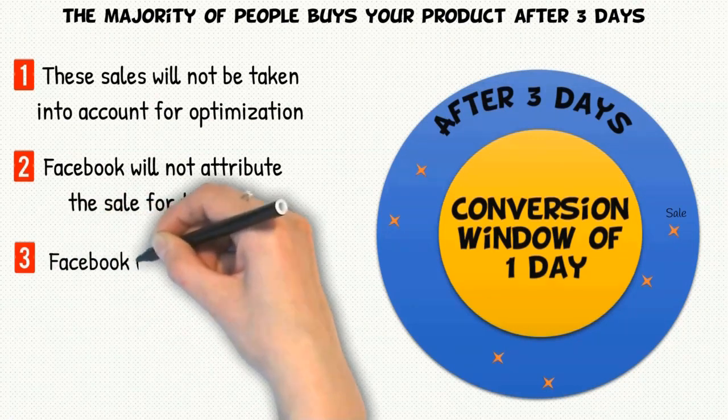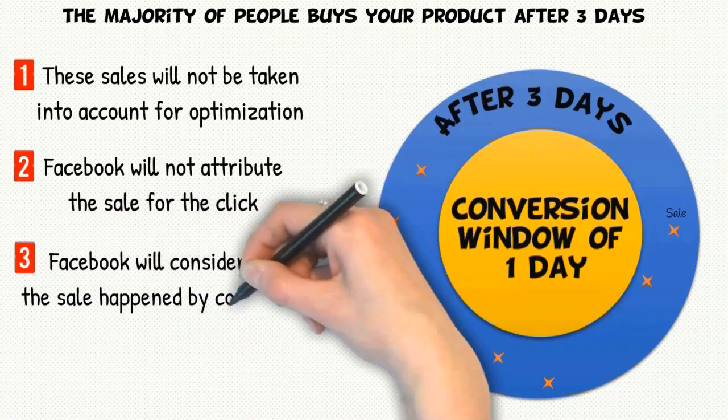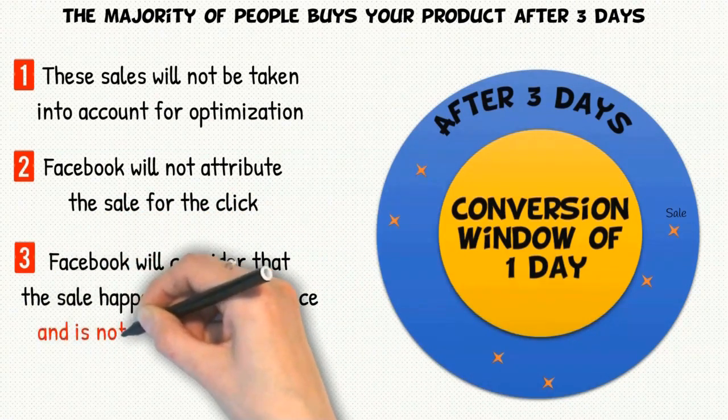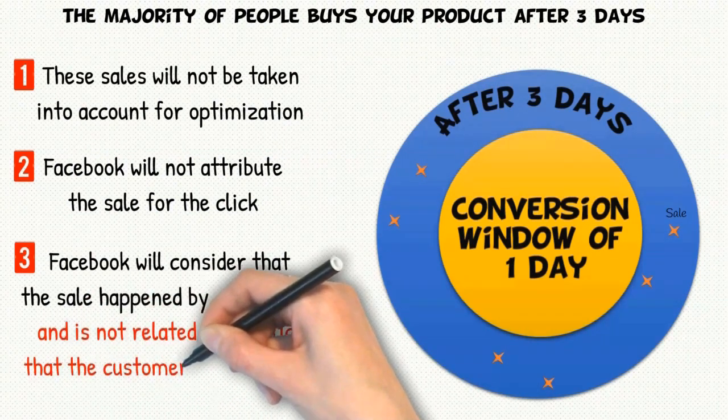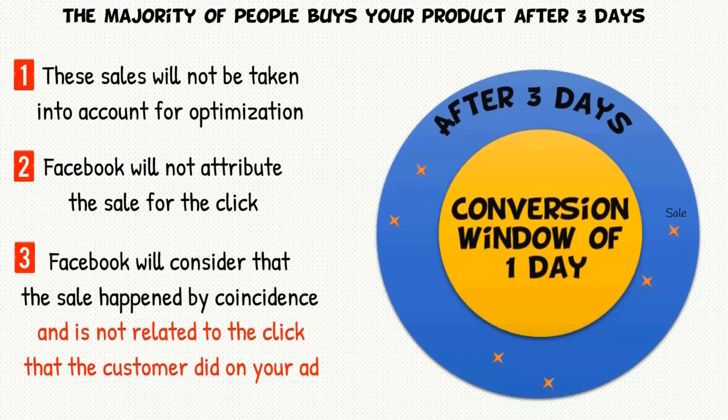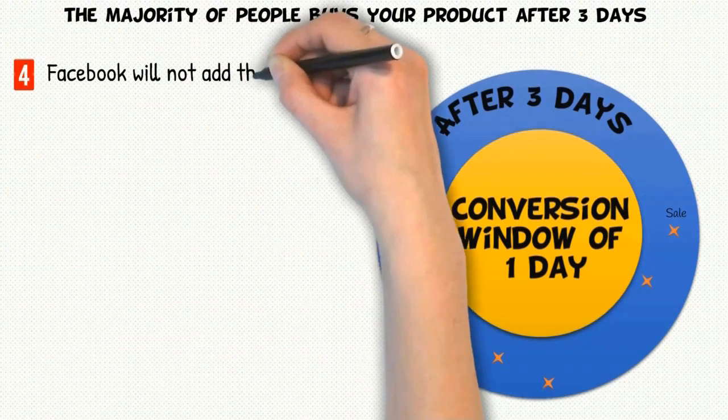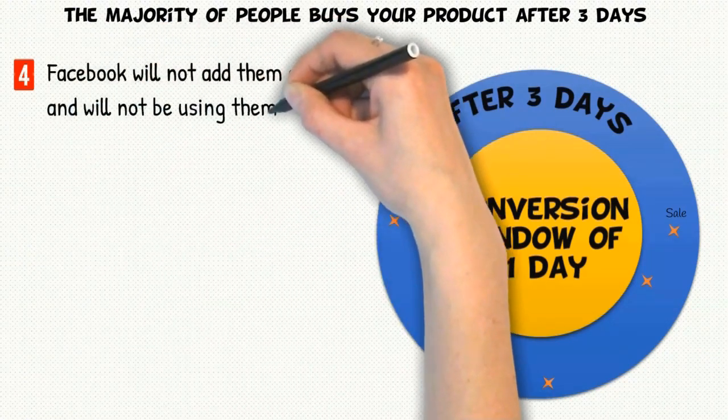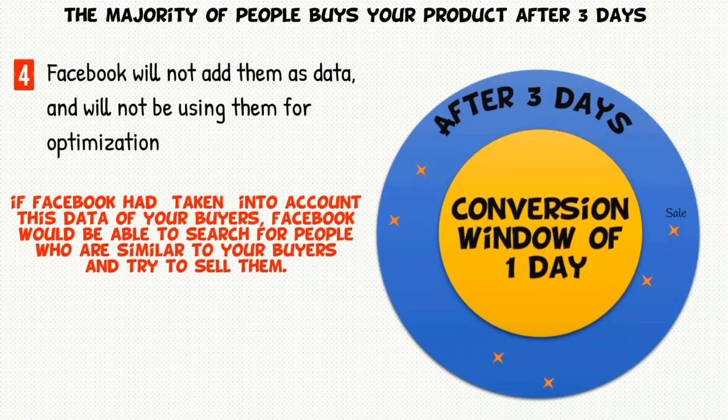Facebook will consider that the sale happened by coincidence and that it's not related to the click the customer made on your ad. Facebook will not add them as data and will not use them for optimization, and this is extremely important, because if Facebook had taken into account this data of your buyers, Facebook would be able to search for people who are similar to your buyers and try to sell to them.